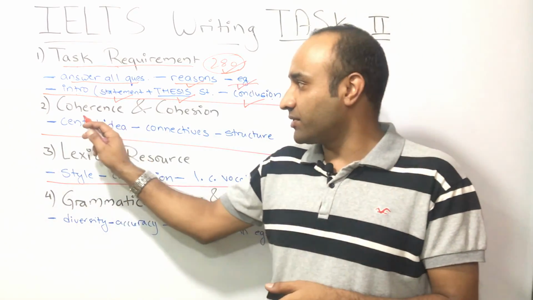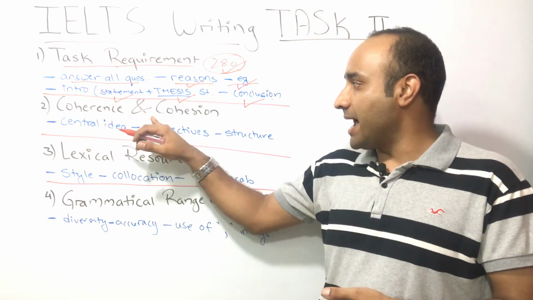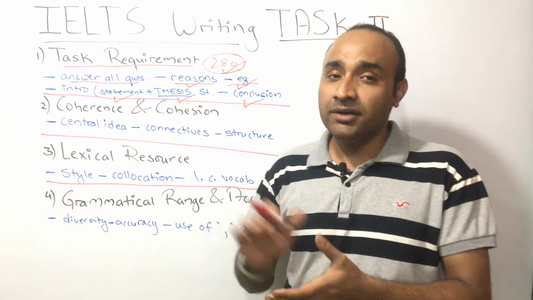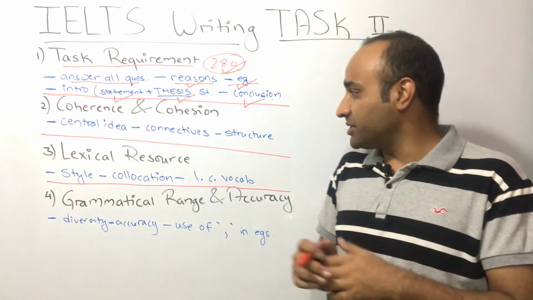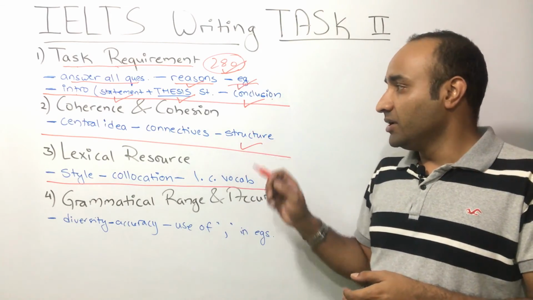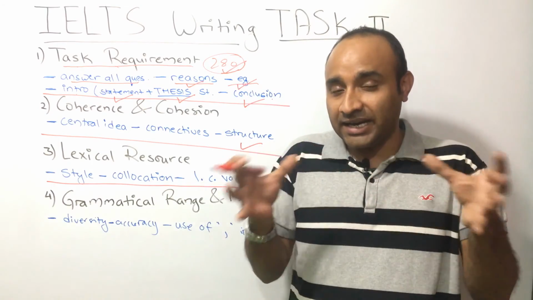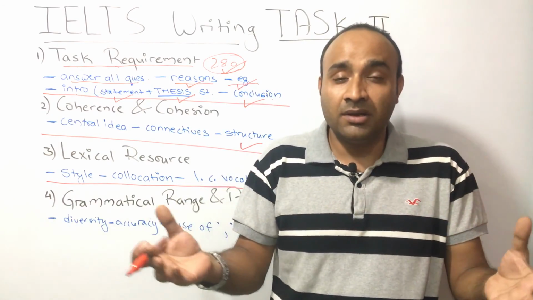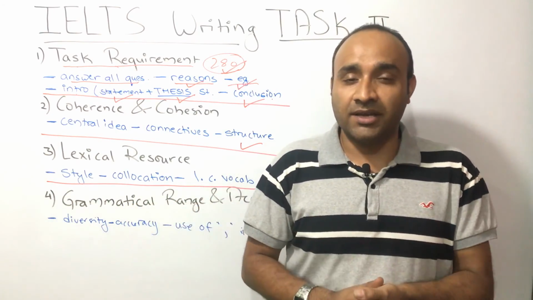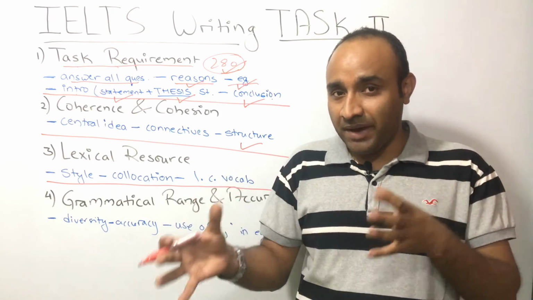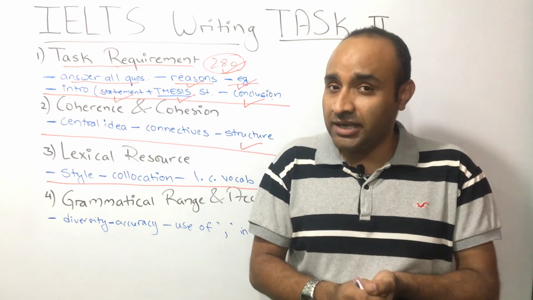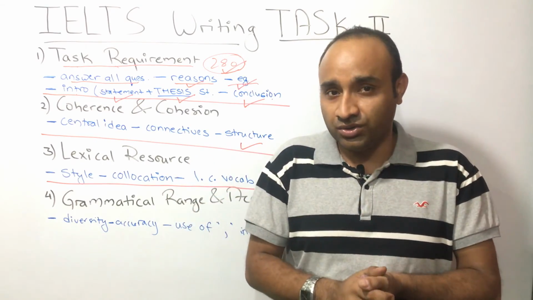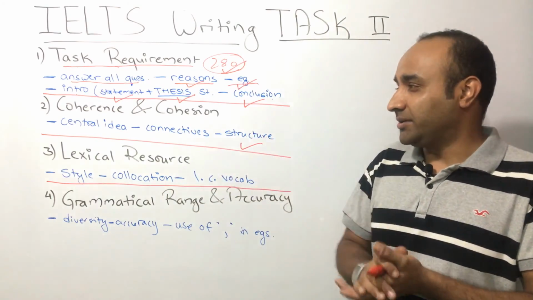Moving on to the next criteria, coherence and cohesion. Here you have to keep a couple of things in your mind. So let me start with the structure first. So your essay should look tidy. That is a physical property of an essay, let's say. So it should have decent paragraphs. So you could have an introduction, 2 or 3 paragraphs in the body section, and then a short conclusion. So that is the structure.